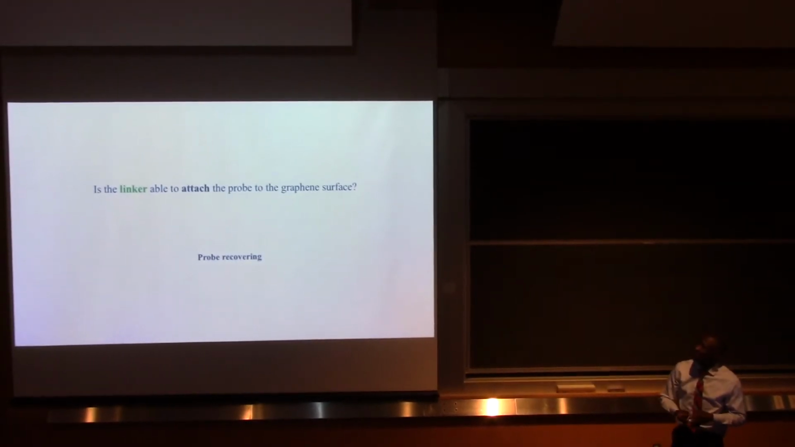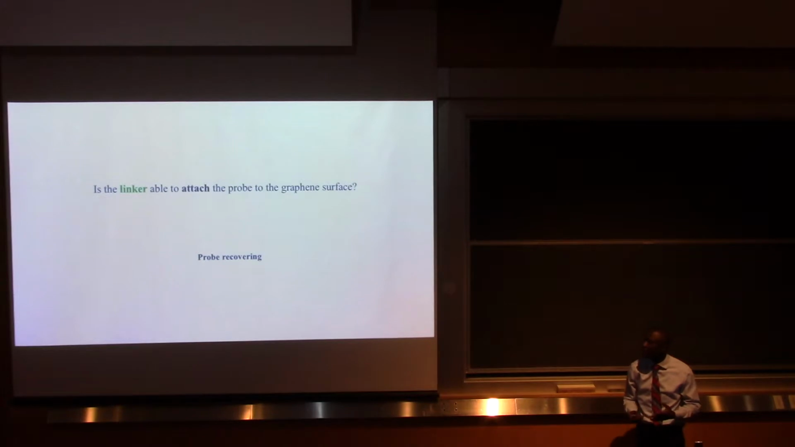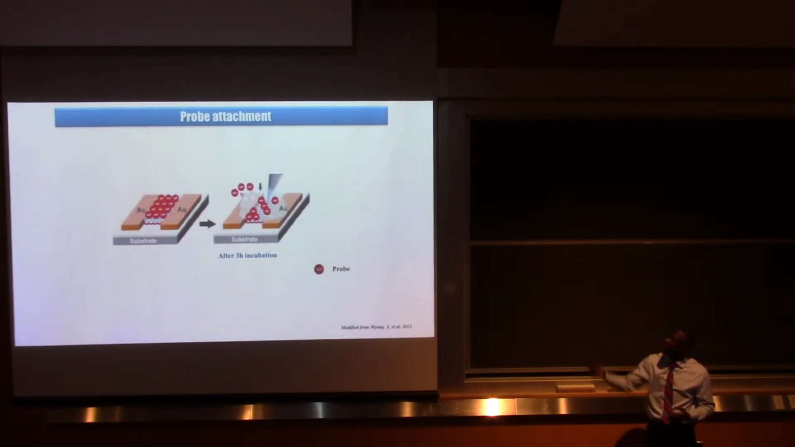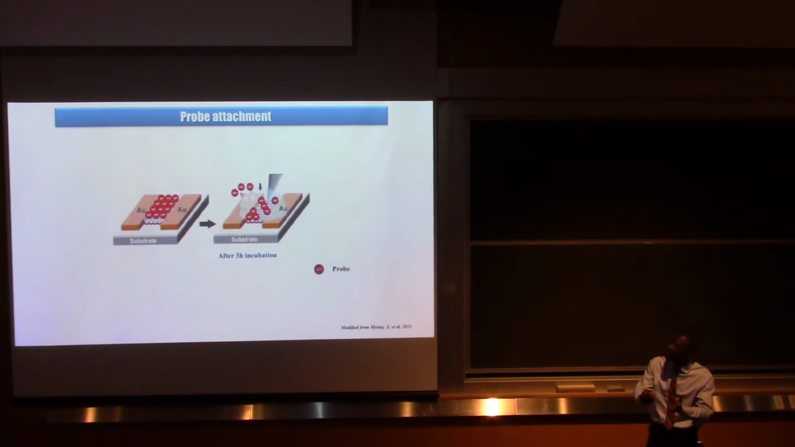Also, to answer the second question about whether the linker is able to connect the probe to the graphene surface, we use a method called the probe recovery method. This method helps us know whether the probe is able to attach to the linker on the graphene surface. So we add the probe onto the graphene surface containing the linker and incubate it for 3 hours. Then we take the liquid on the graphene surface and measure the amount of probe in the recovery. After that, we wash the graphene surface and measure the amount of probe in the washed liquid.